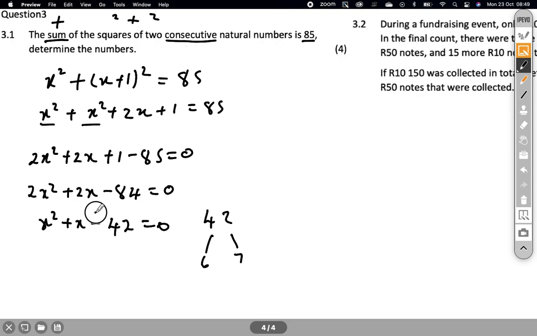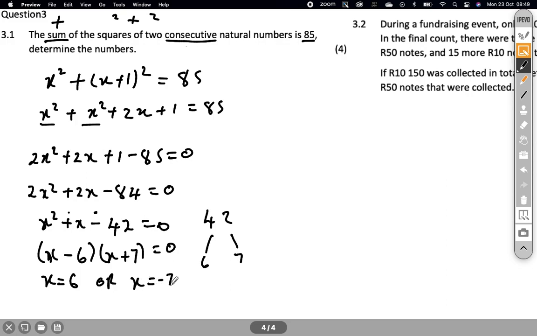Now, the sign over here tells us how the signs in the brackets must be. If it's negative, it means that the signs should be opposite. So if there's a negative here, there's a positive here. And then this sign tells us that it's going to the bigger number, which is 7. And then obviously the other one will go to the 6. Then we will have x equals 6 or x equals negative 7.